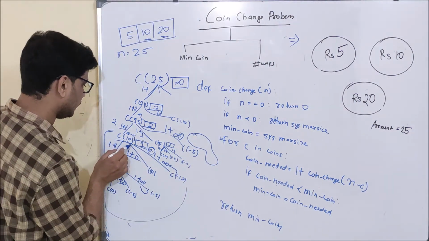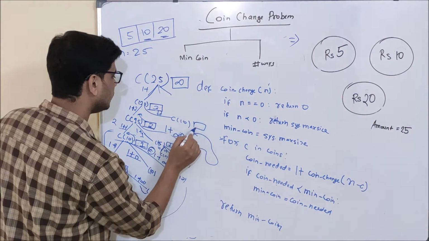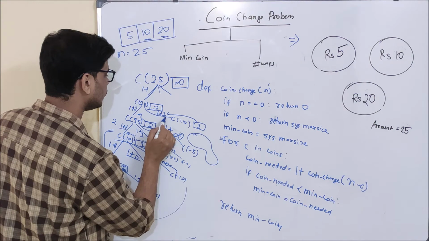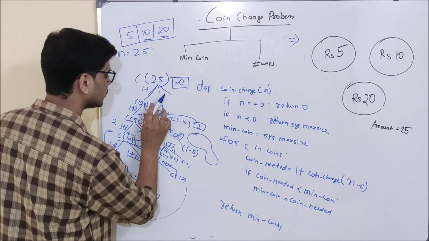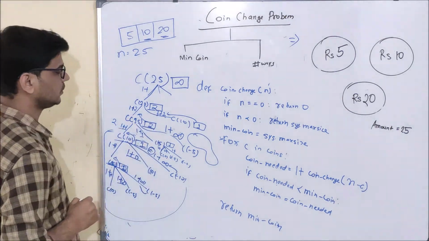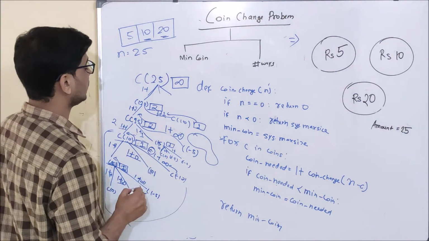So what is going to be written from here? 1 will be written. Okay, so 1 plus 1 equal to 2, it is smaller than 3, so this line will execute, and in min coin I am going to update 2. And now after that, what is going to happen?